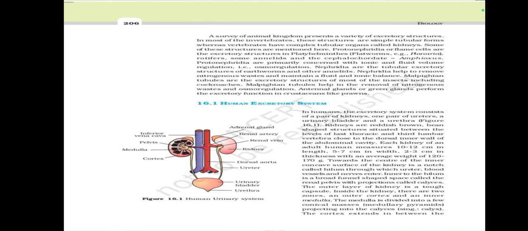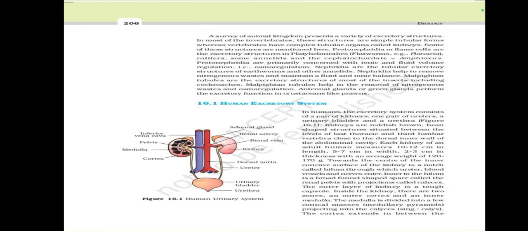Protonephridia or flame cells are the excretory structures in Platyhelminthes, for example planaria, rotifers, some annelids, and the cephalochordata Amphioxus, and they help in osmoregulation. Nephridia are the tubular excretory structures of earthworms and other annelids. Nephridia help to remove nitrogenous wastes and maintain a fluid and ionic balance.